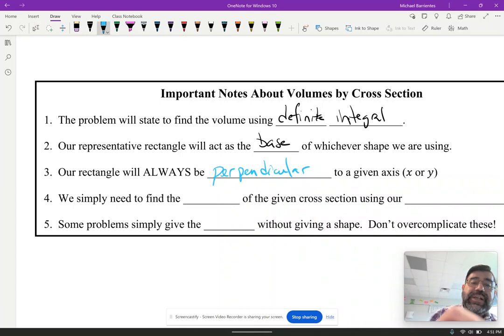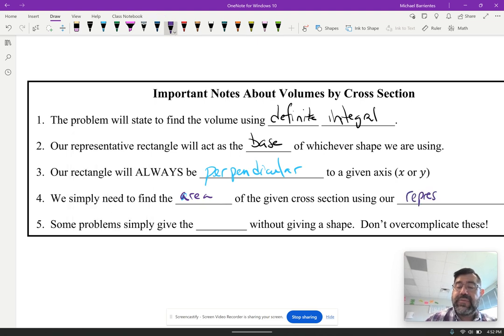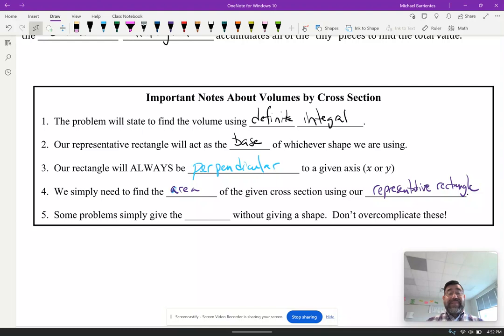We simply need to find the area of the given cross-section using our representative rectangle. And some problems, sometimes they're nice, and some problems simply give the area function without giving us the shape. And so sometimes that makes students a little anxious because they usually start by thinking, what is the shape of my cross section? But sometimes they advance that thought process and give us the area without giving us the shape at all, and we can still figure it out.